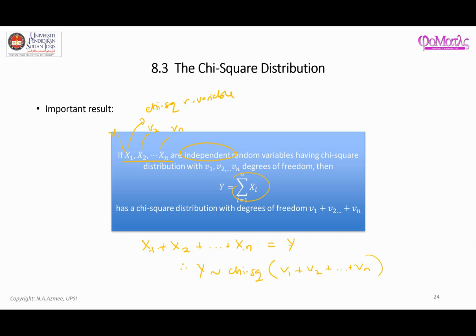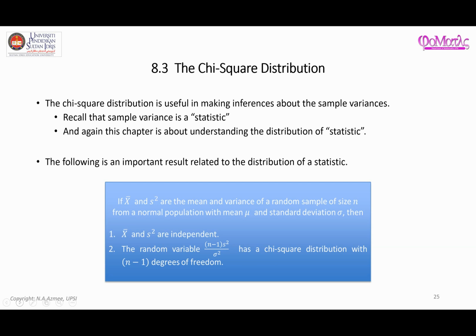Right, now let's move on to the next slide. So the chi-square distribution is useful in making inferences about sample variances, which is S squared, and recall that sample variance is a statistic. And again, this chapter is about understanding the distribution of statistic. Therefore, here are the following important results related to the distribution of statistic.